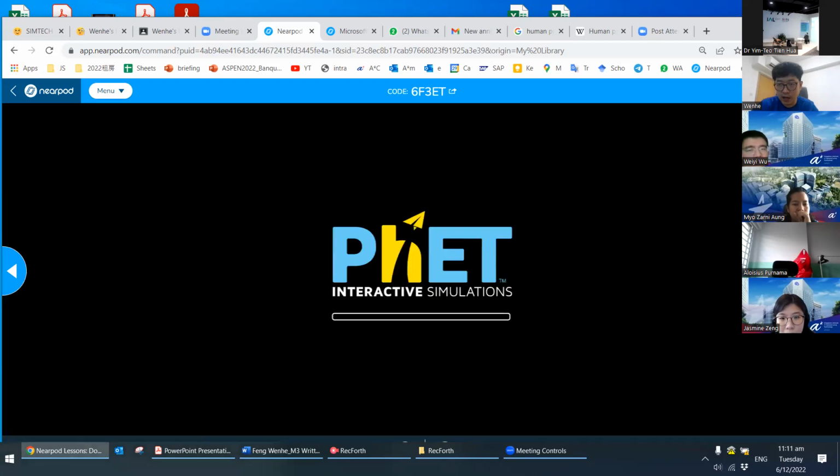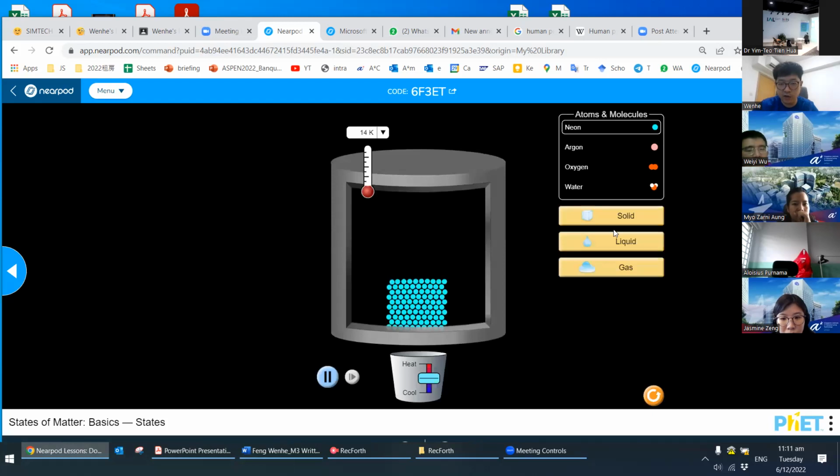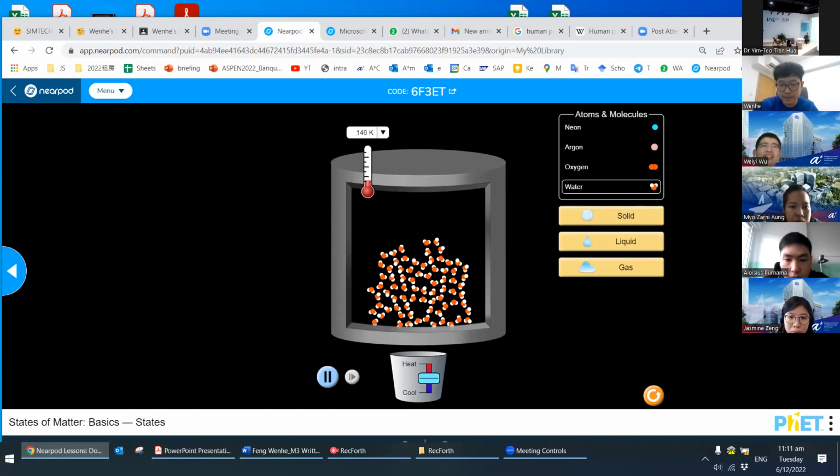Next page, there is a quick simulation that I hope everybody can play. You can drag the handle at the bottom of the screen and pick the atom or molecules you like. For example, I would use water to demonstrate this.